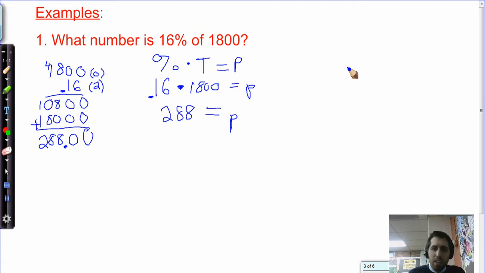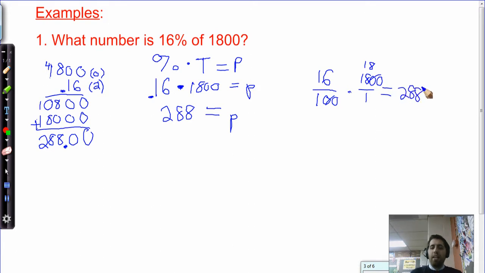Another way you could have done this is if you wanted to write the percentage as 16 over 100 and then multiplied by 1800, that would also work, and a lot of people are going to like that because it just kind of knocks out these zeros right away. If you divide both these by 100, then you'll just get 16 times 18, and you would get the same answer. It would also be 288. So I just want to show you that. But really, we're just going to use that equation, make sure we change the percentage into a decimal or a fraction, and then move on ahead.